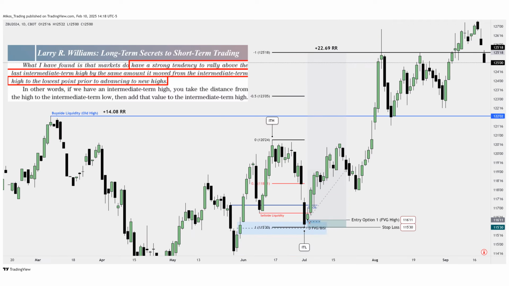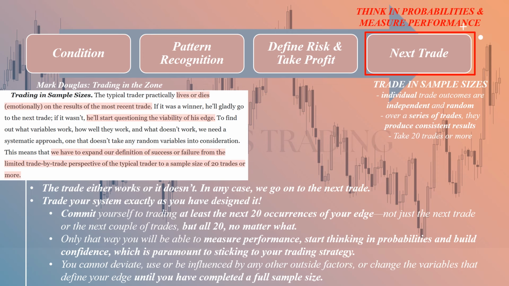And if we would want to take it a step further, we could use the method from Larry's book, where we take an intermediate term high and the intermediate term low and project the symmetrical price swing above the marketplace and take our final profit there. If we were to use these methods, the setup would yield us almost 23 risk-to-reward ratio. At that point, the trade either works or it doesn't. In any case, we go on to the next trade.